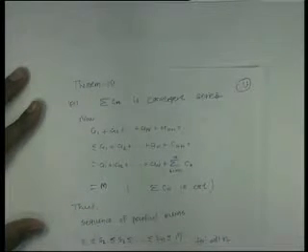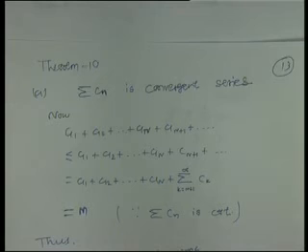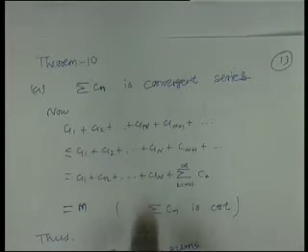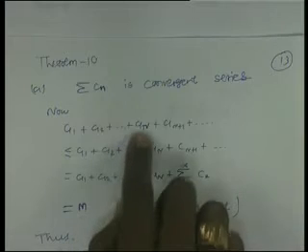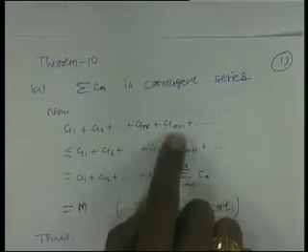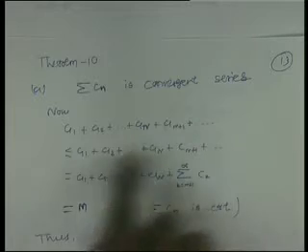Sigma an is a convergent series, sigma cn is a convergent series that we have accepted. Now we have to consider sigma an. So we can say that a1 plus a2 plus up to an, where n is capital N, plus a capital N plus 1 plus and so on.